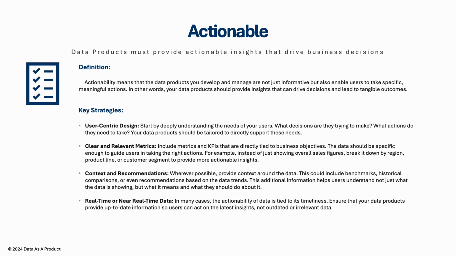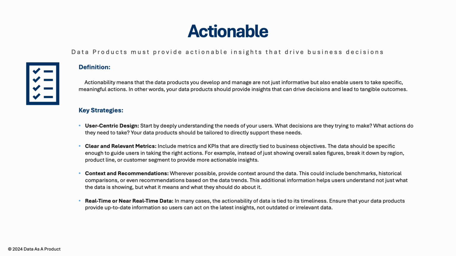Now imagine a dashboard, and I'm sure you've seen these, that presents various metrics and KPIs, but those metrics are too generic or vague to guide specific decisions. In such cases, the data isn't actionable and it doesn't serve the needs of the users. To ensure your data products are actionable, they must be designed with the end user in mind. This means understanding what decisions the user needs to make and what data will most effectively support those decisions. So how can we ensure actionability? Here are some key strategies.